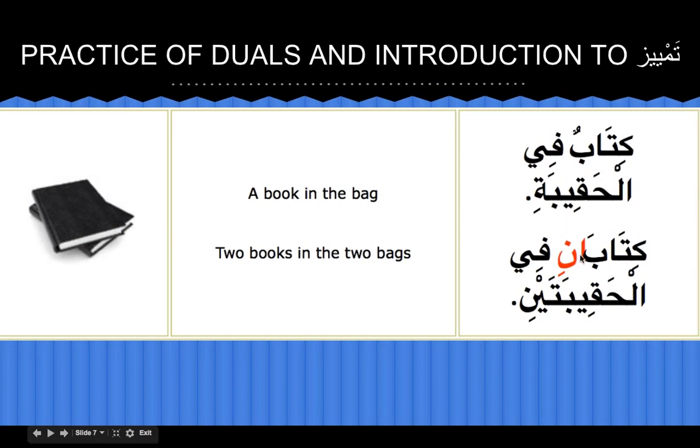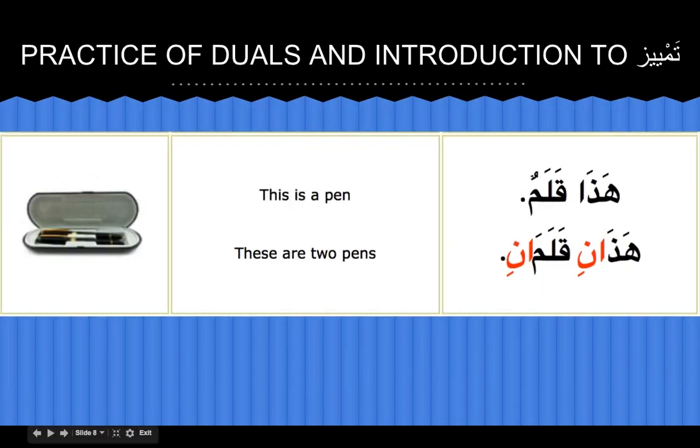Kitabun fil haqiba, a book in the bag. And kitabani, two books in the bag. Kitabani fil haqibataini. Haqibati is bag, haqibataini is two bags. Hada qalamun, hada. You see the demonstrative pronoun, for the singular we use it as mubtada. Hada qalamun, this is a pen. So these are two pens. Hadani qalamani, these are two pens.